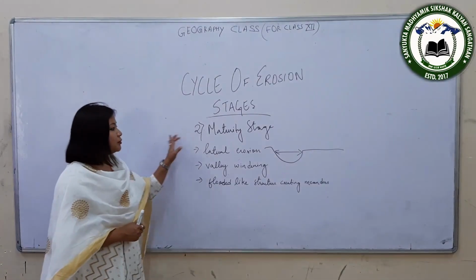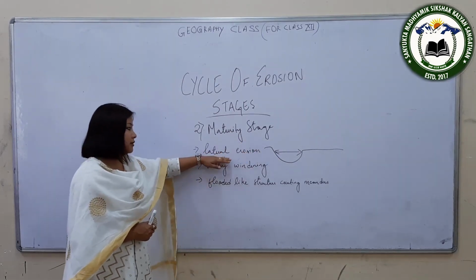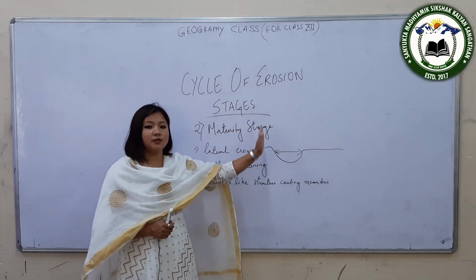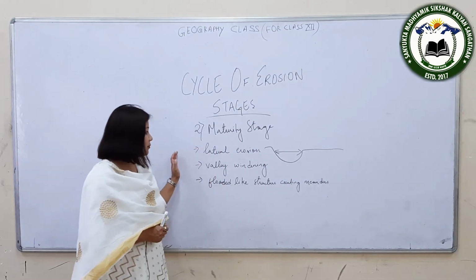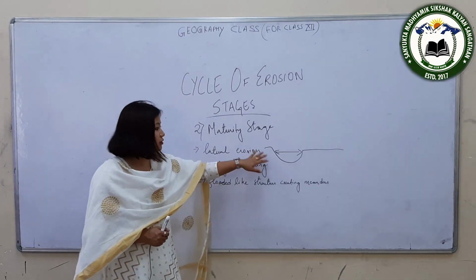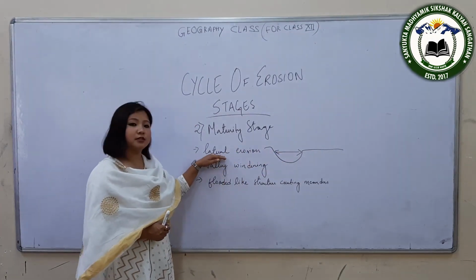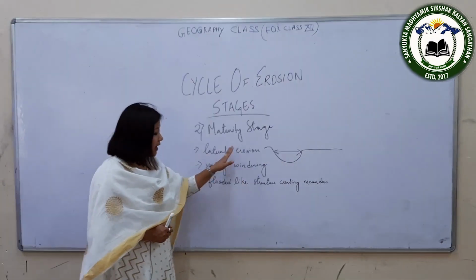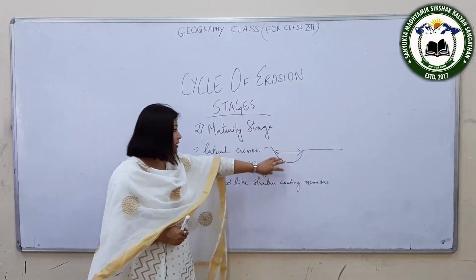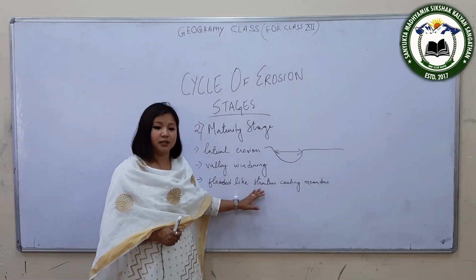Now moving towards the maturity stage, the maturity stage is characterized by lateral erosion. So in youthful stage, what happened? The erosion was in vertical manner. Now what happens? There is the prevalence of lateral erosion, which means the erosion takes place sideways. So when the erosion is lateral in nature, what happens? The valley gets widened instead of deepening. So when the valley gets widened, what happens? The flood plain like structures are being created.